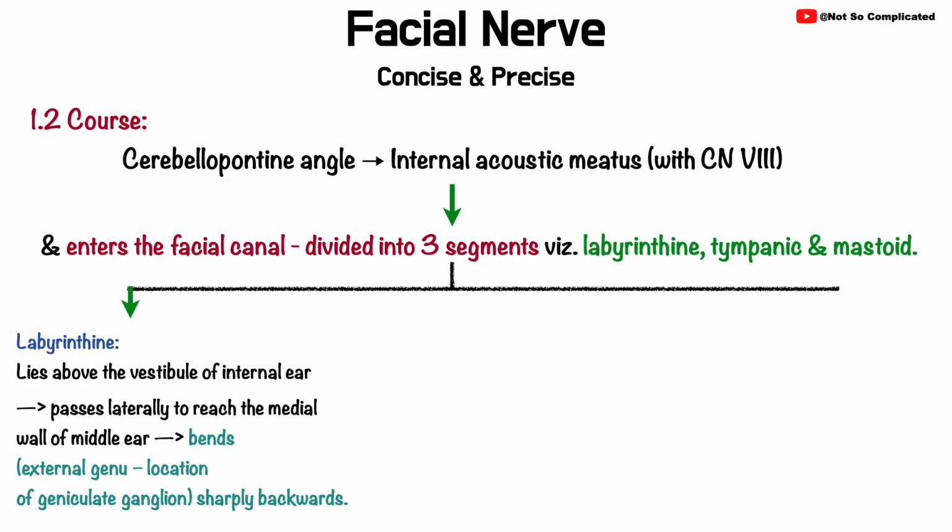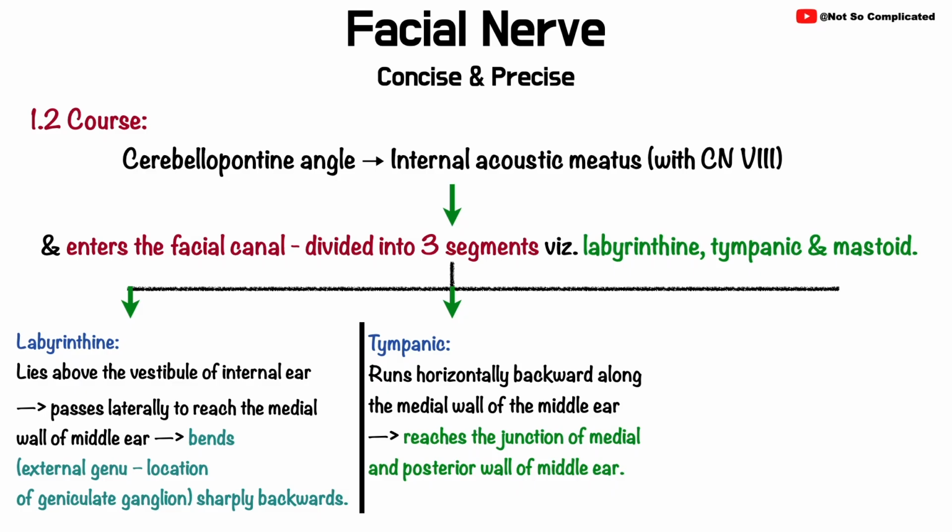So anything that is bending in nerves will form a genu, right? The external genu literally means the bending. It contains the geniculate ganglion and turns sharply backwards, obviously, and the next one is the tympanic part. The tympanic part runs horizontally backward along the medial wall of the middle ear, and it reaches the junction of the medial and posterior wall of the middle ear, right?